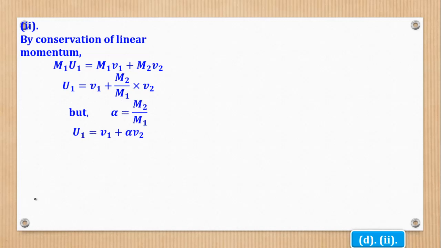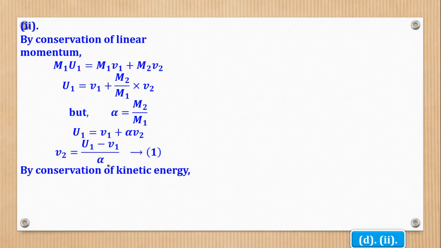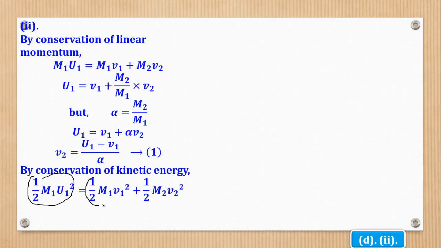Therefore, when we substitute, we shall come up with this expression. Make V2 the subject, you come up with that and call it equation 1. Then by conservation of kinetic energy, why? Because the collision is elastic. So we shall say that a half m1 u1 squared is equal to a half m1 v1 squared plus a half m2 v2 squared.